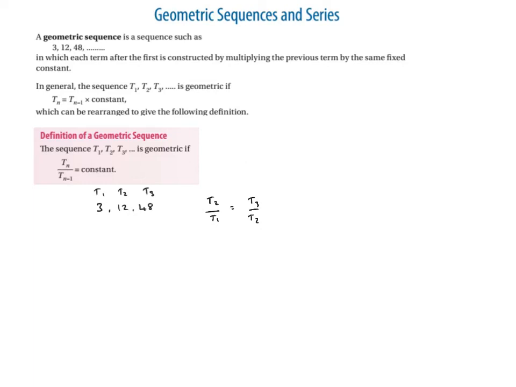So for example, you can see here that T2 over T1 is 12 over 3. If that's equal to T3 over T2, which is 48 over 12, then what we have here is a geometric sequence. 12 divided by 3 is 4, and 48 divided by 12 is 4, i.e. it's a constant. Now we're going to use this idea of a definition of Tn over Tn minus 1 is equal to a constant in the next slide.